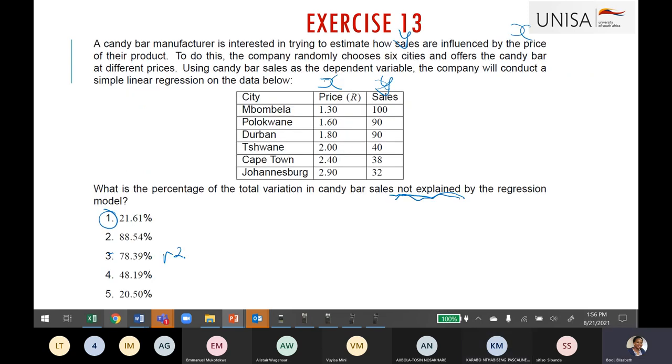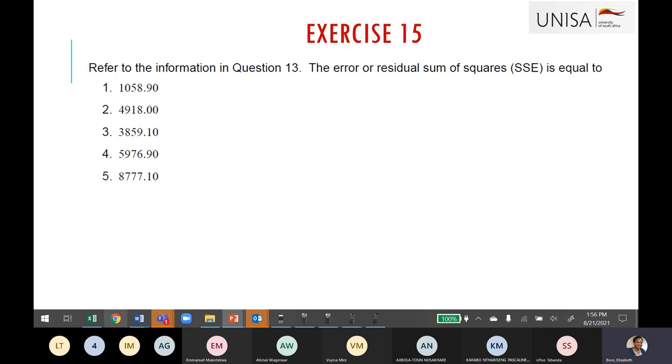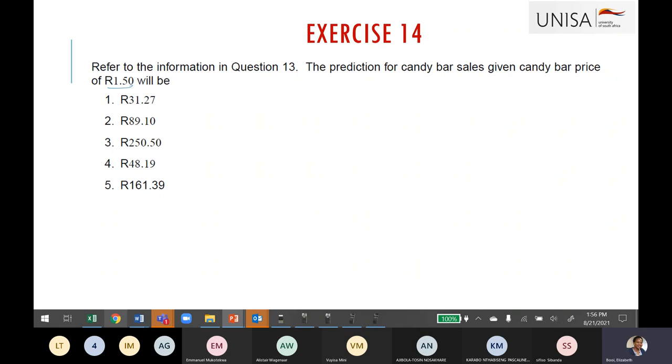Okay, using the same information, the prediction of candy given the candy price is 1.50 rand, what will be the price? Okay, so we need to... This is not right. Sorry, it's not right. What will be the prediction of the number of sales given that the price is 150? It cannot be a price. It has to be a number of sales. I don't know why they have the price there.